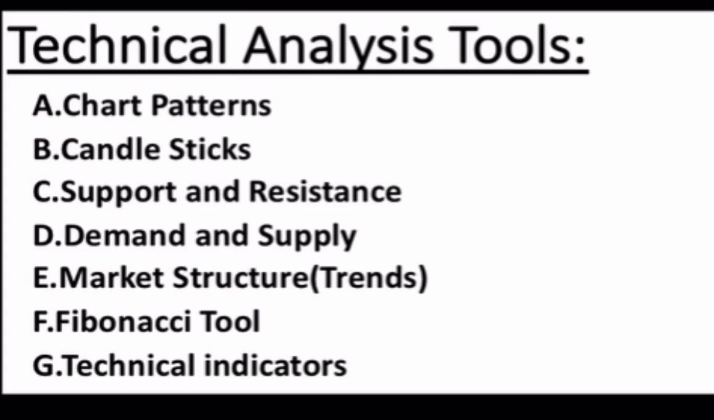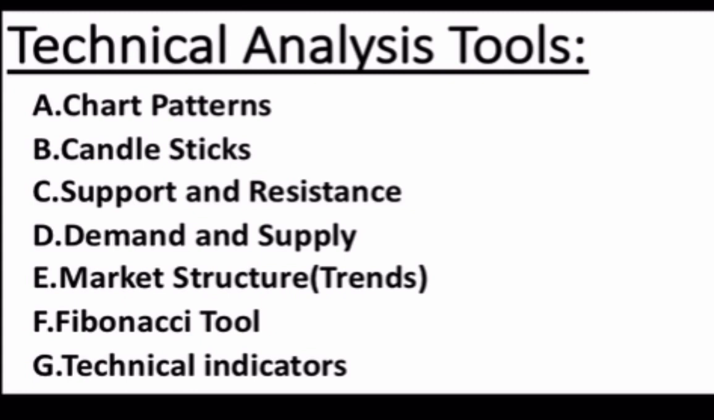Then we also have the technical indicators, where we have the MA tool, the stochastic oscillator, and the RSI, the relative strength index. There are so many of them, the fractal and the rest. All these things make up the technical analysis tools, or we summarize them as what? Price action. So chart patterns, candlesticks, support and resistance, demand and supply, market structure, Fibonacci tool, and technical indicators all add up to become a very important technical analysis tool that traders make use of.